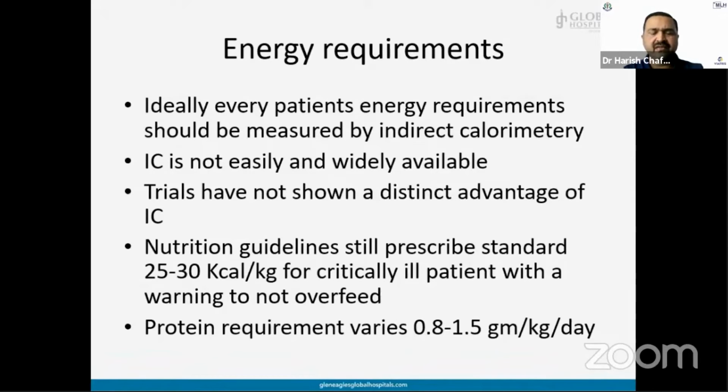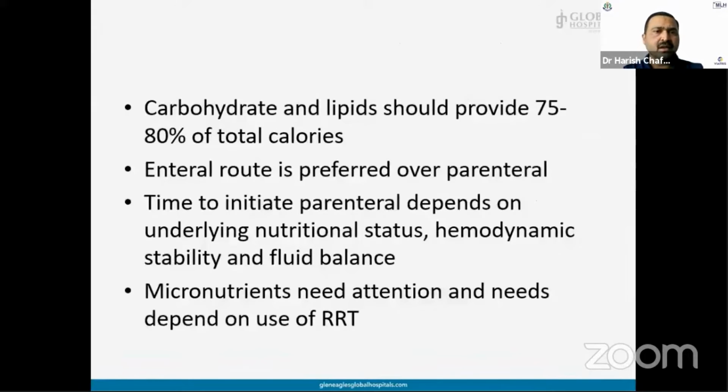So that's why we need to be very careful while refeeding a patient who's been NBM for the last 7 to 8 days. We need to start slow and build up gradually. Protein requirement varies from 0.8 to 1.5 grams per kg per day. Carbohydrates and lipids should provide around 75 to 80% of the total calories so that we can adjust for the nitrogen balance of the patient.